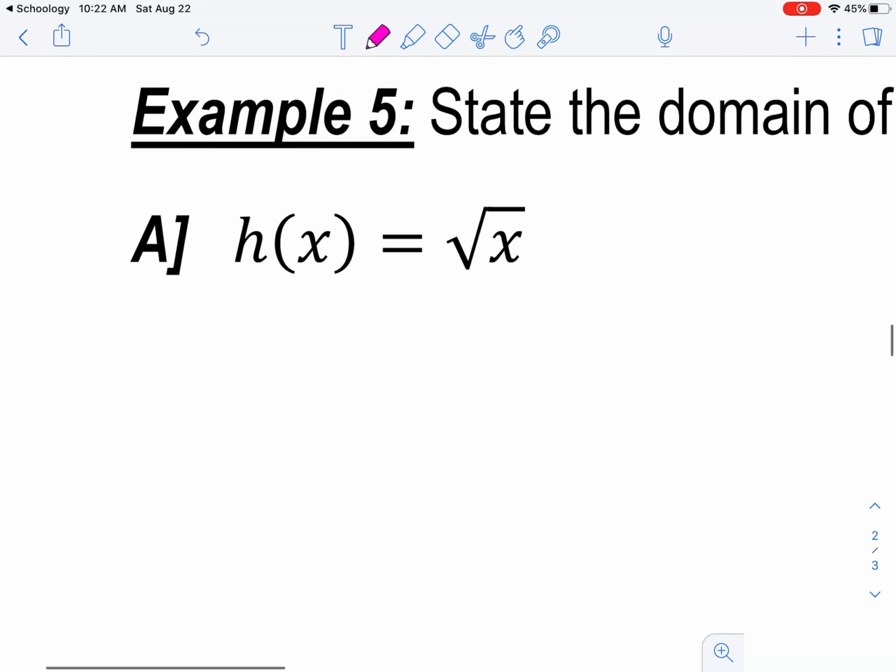Okay, so first one, let's start. Are there any restrictions on the domain? So really what you should be asking yourself is, are there any restrictions?